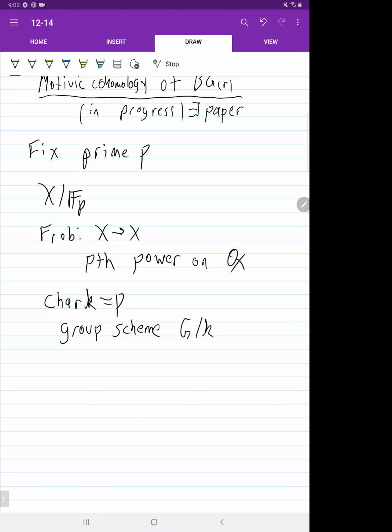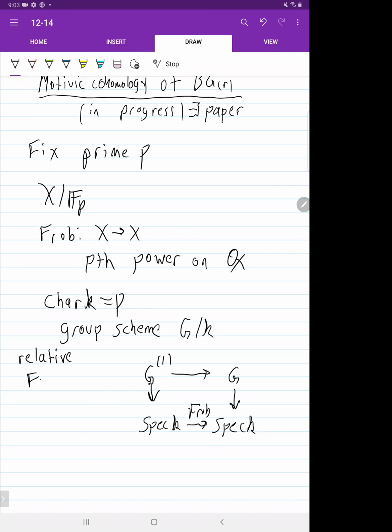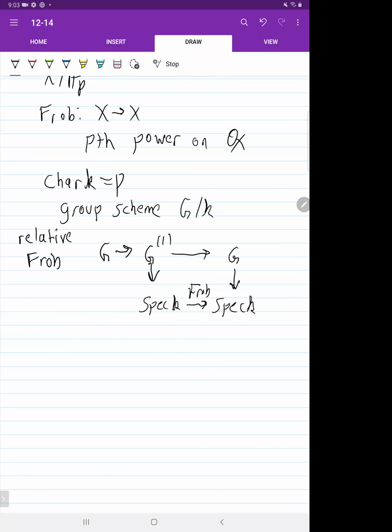So you define G1 by the following square. You have Frobenius on K, and then you have the structure map from G to Spec K. Then you take the pullback to get G1. Then you define the relative Frobenius by taking the map from G to G1. And then we define the Frobenius kernel.